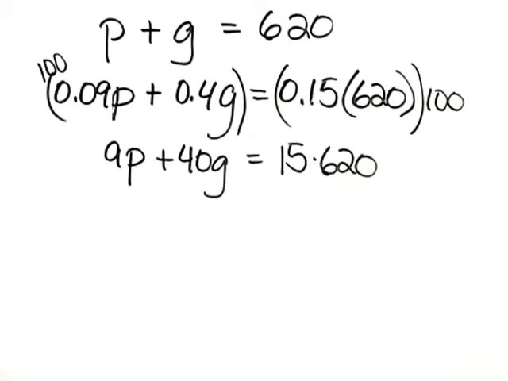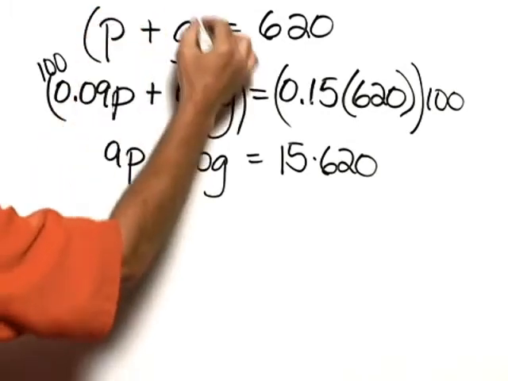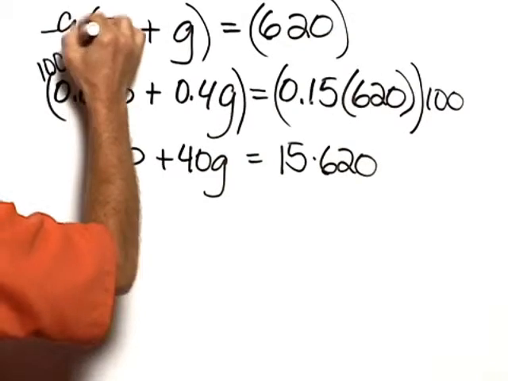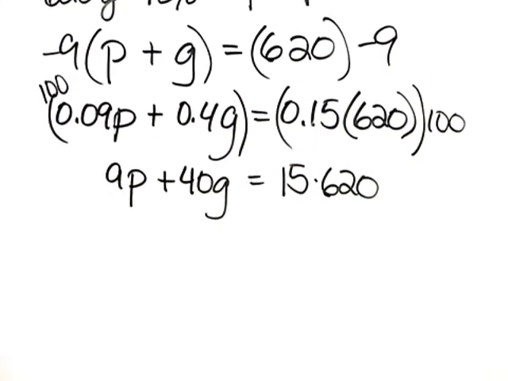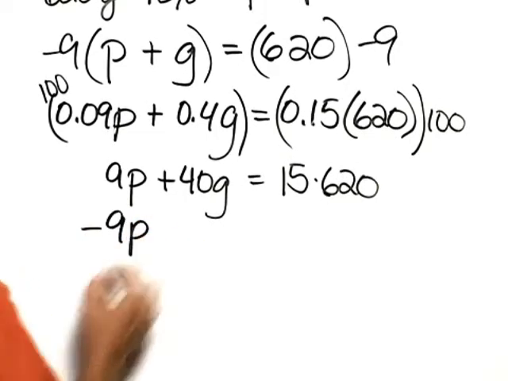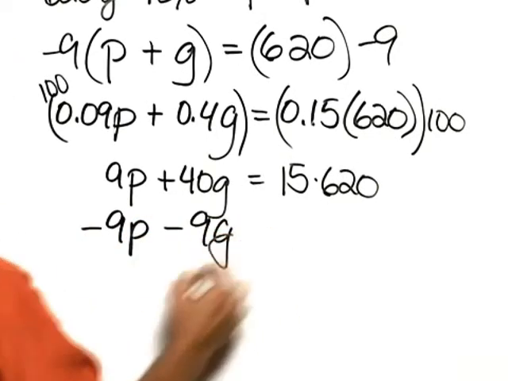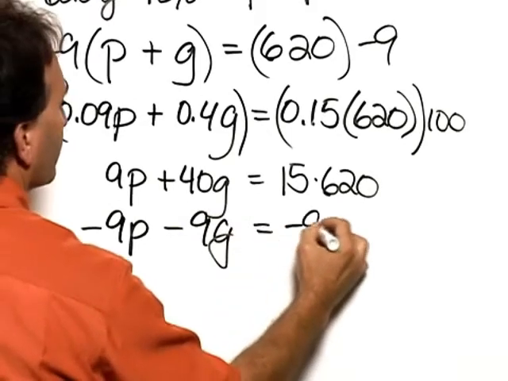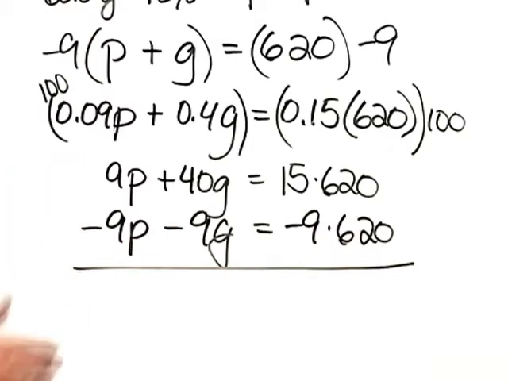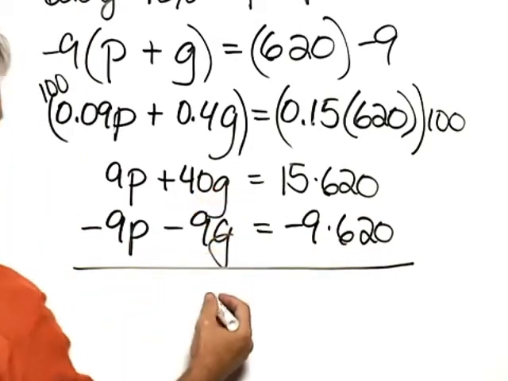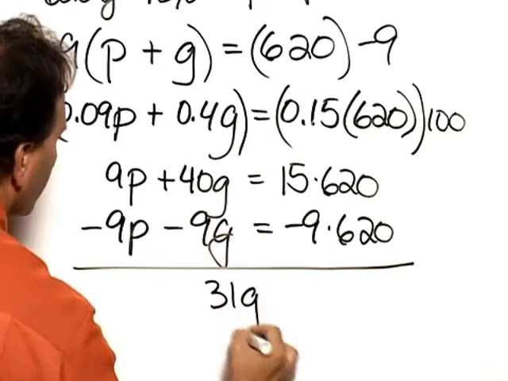The third step in the process is to carry out, in other words, solve. We have a system of equations. The easiest method probably here is to use elimination. Let's multiply both sides of this equation by -9, which will then allow us to eliminate the P's. Writing that result here, -9P minus 9G equals -9 times 620. 9P minus 9P, of course, is 0. 40G minus 9G is 31G.